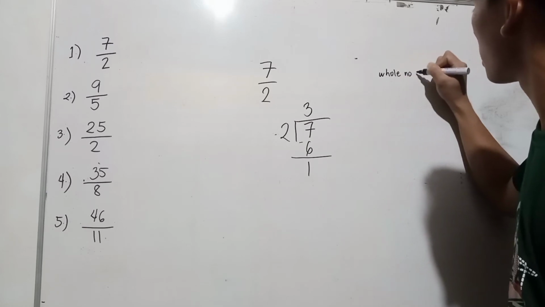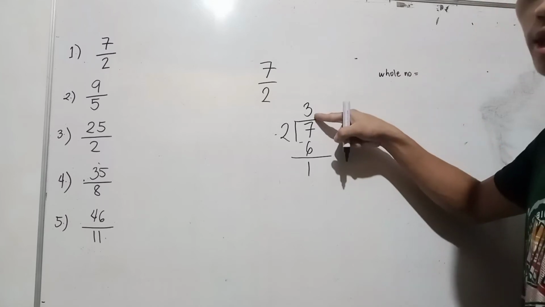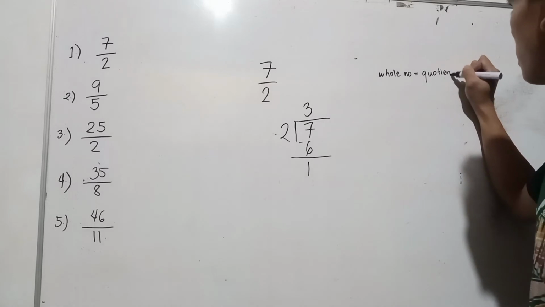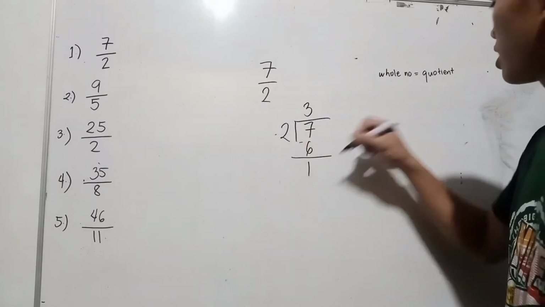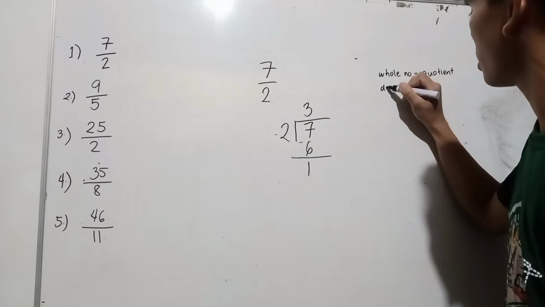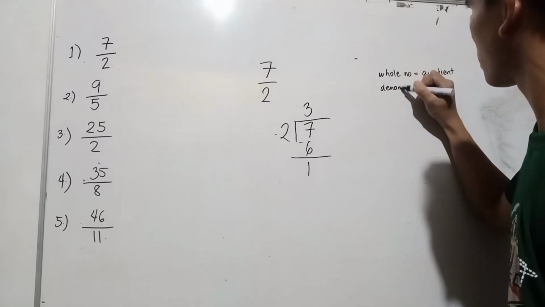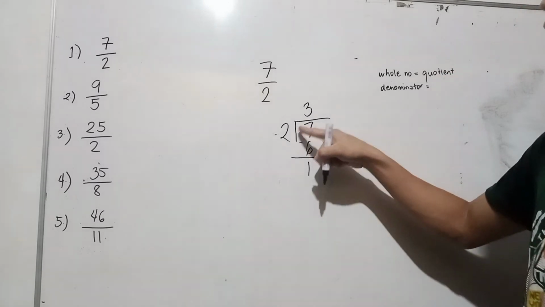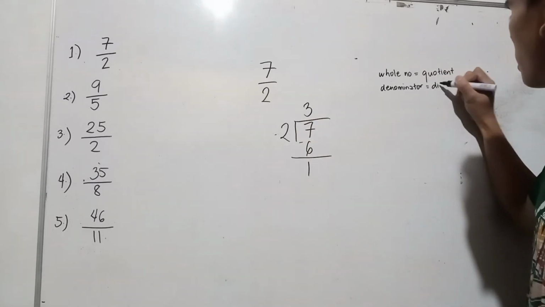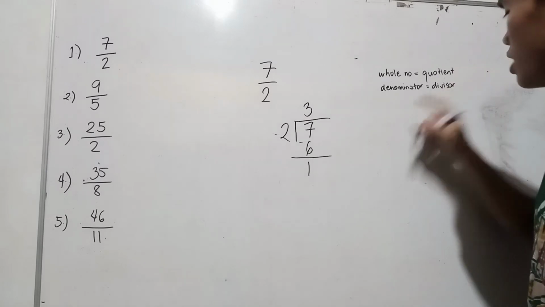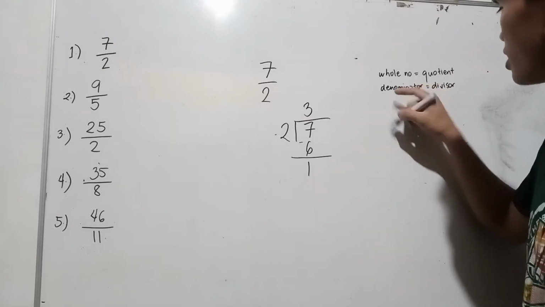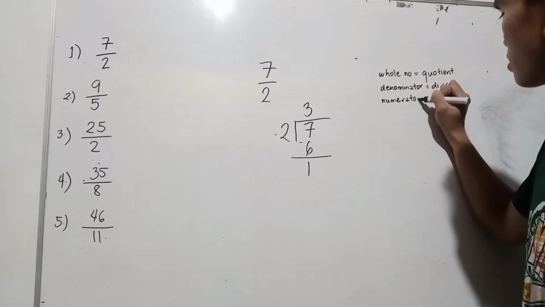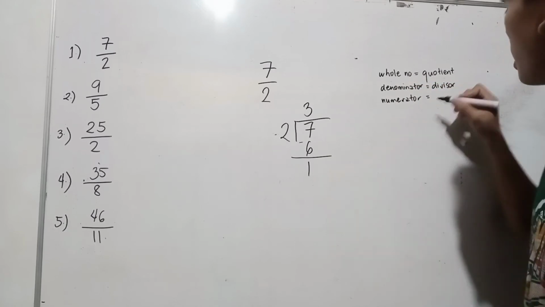So the whole number is the quotient. The denominator is the divisor, and the numerator is the remainder.